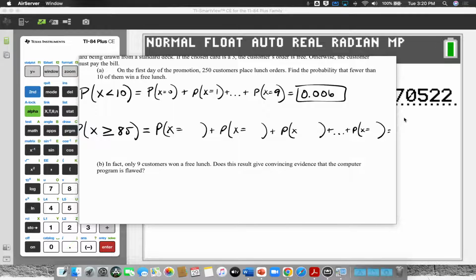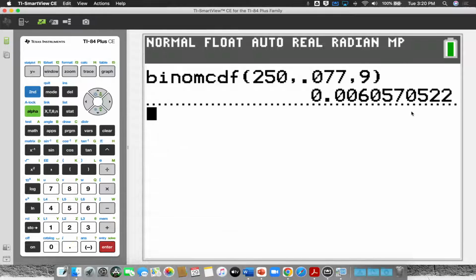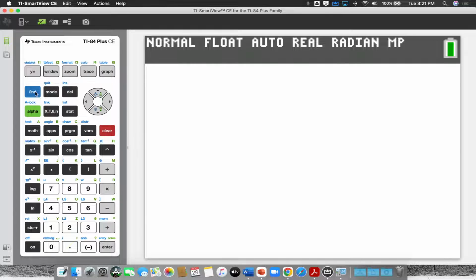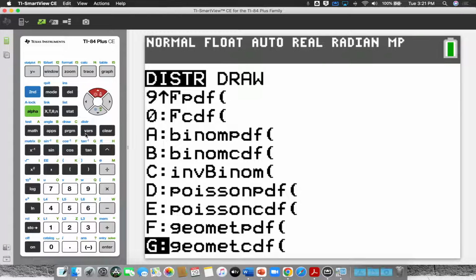So when I say at least 85, what does that mean? 85 and higher, right? So we start with 85, 86, 87, and then when do I stop? Okay, so that's what we're trying to do. All right, go to my calculator. So is this a binomial CDF or PDF? CDF, okay.